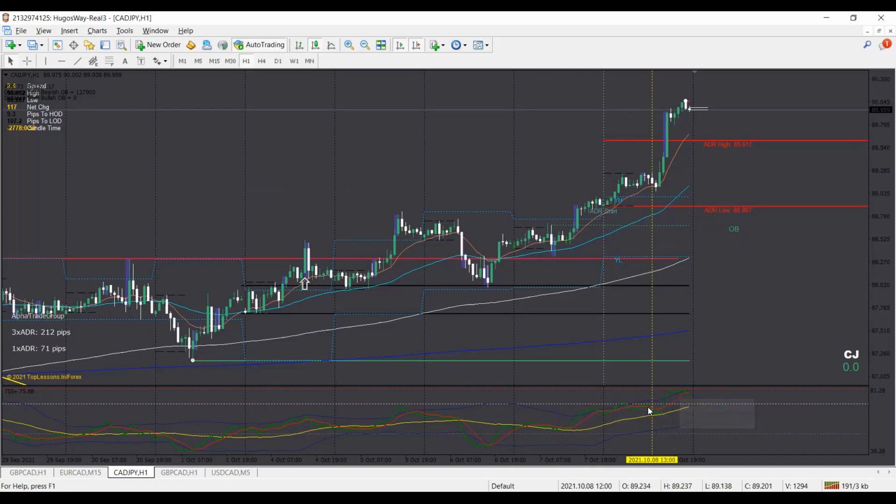Now, when it comes to the indices, that could be a different story. Sometimes it will go down that same day, right? But with the Forex pairs, it's a little bit safer. Okay. You can trust this a little bit more for it to do its thing the next day. All right. So now we're going down to the 15.